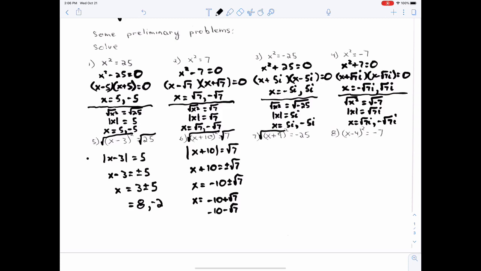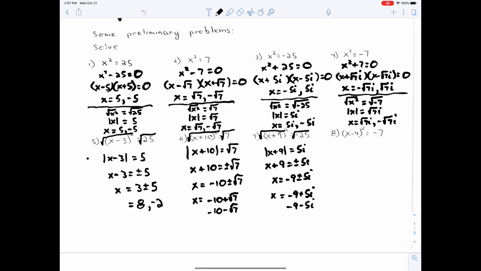Okay, let's take the square root of both sides. So we get x plus 9, the absolute value of that, equals 5i. Therefore, x plus 9 equals plus and minus 5i. And x equals negative 9 plus and minus 5i. And remember, this is negative 9 plus 5i and negative 9 minus 5i.